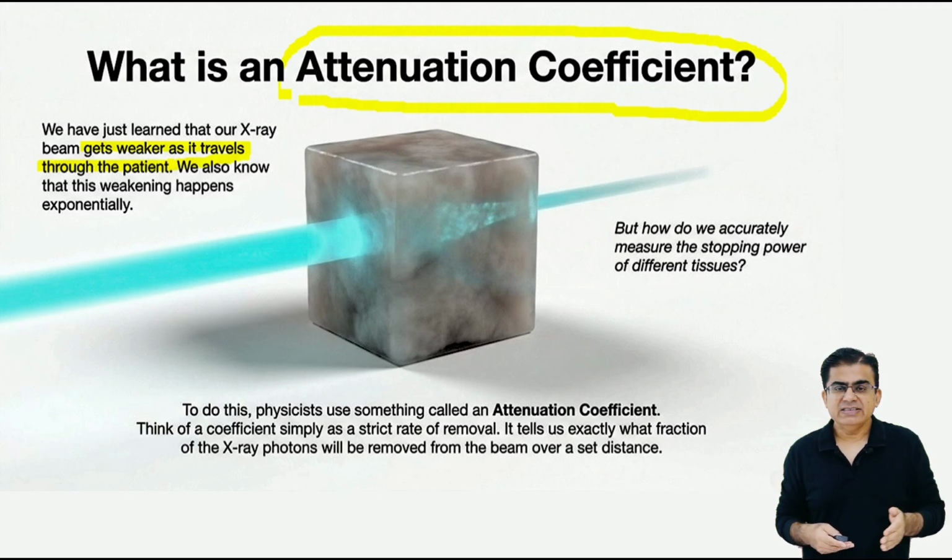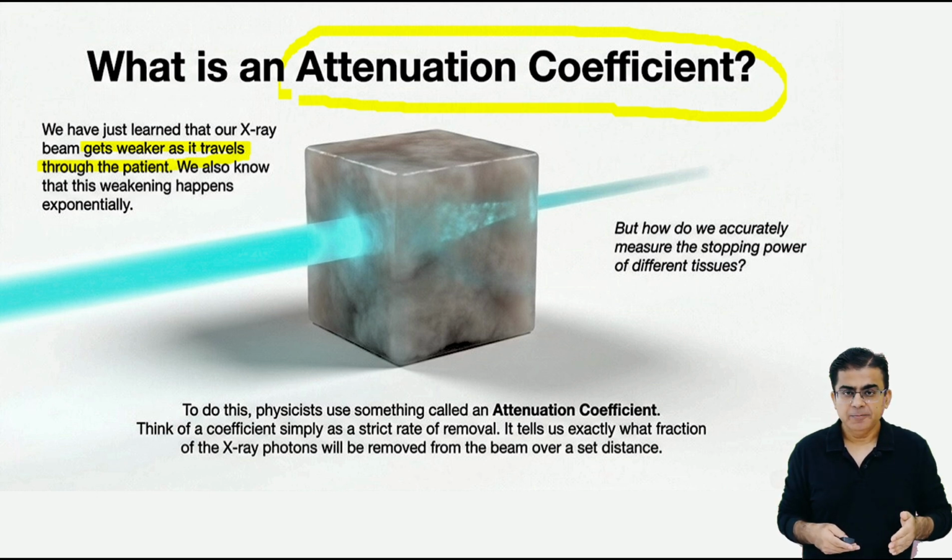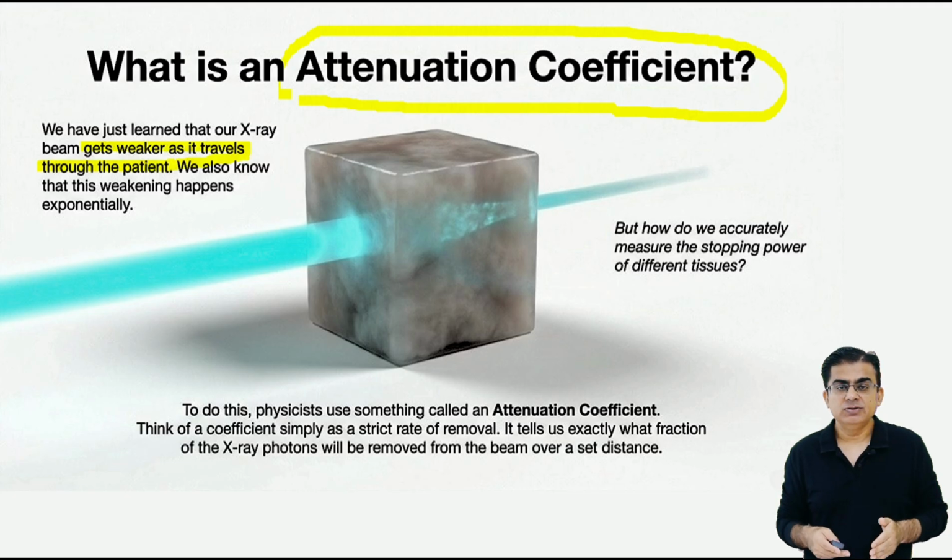Because you are always taking a percentage of a smaller remainder, the beam never truly drops to absolute zero. This specific type of continuous percentage reduction is what we call exponential attenuation. The attenuation is exponential.